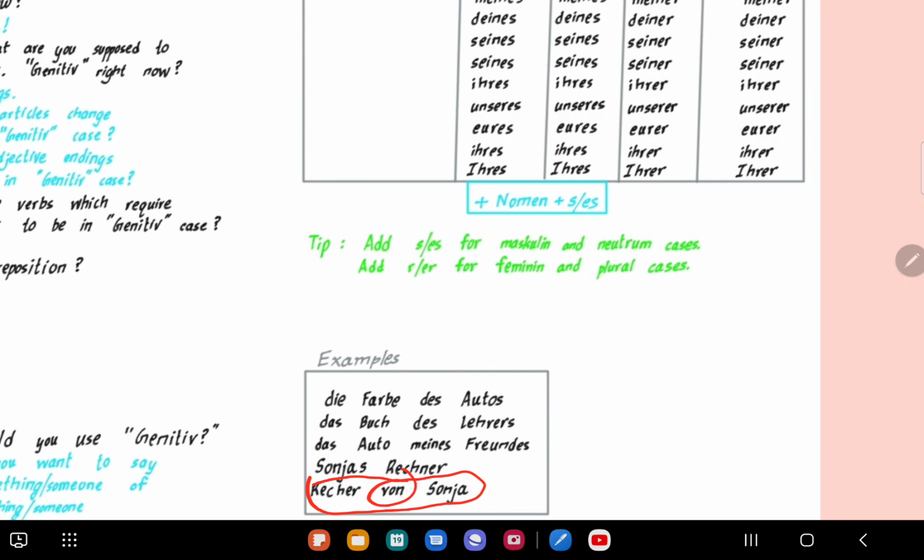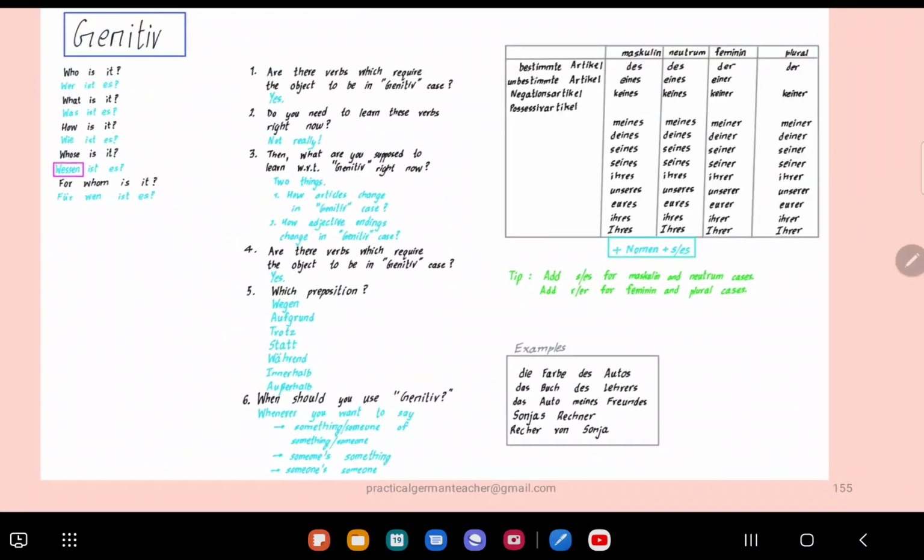Now don't think that von means from over here, because I think in the last sessions we checked you can say, like, if you want to say from 5 p.m., you say von 5 Uhr abends, but here it means something else. Here von means of. Okay, don't get confused. That's why go with this one, Sonias Rechner. I hope you understood genitive.